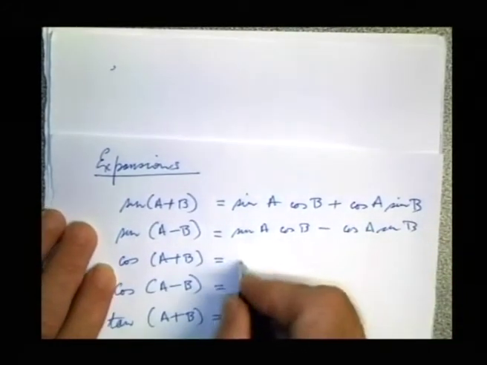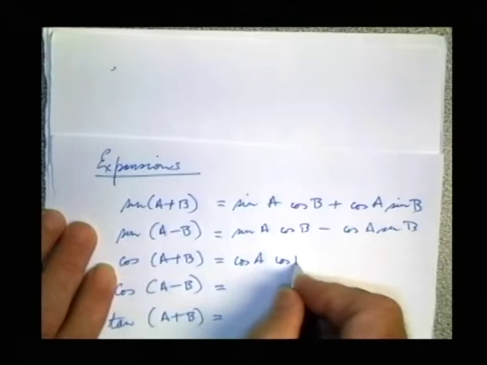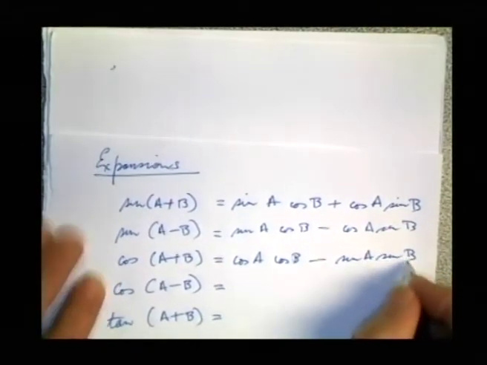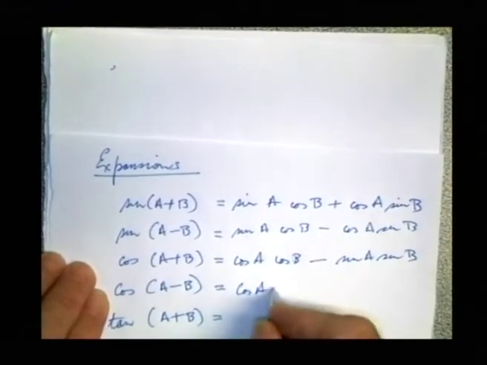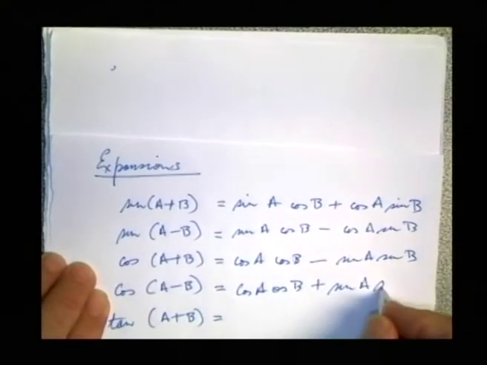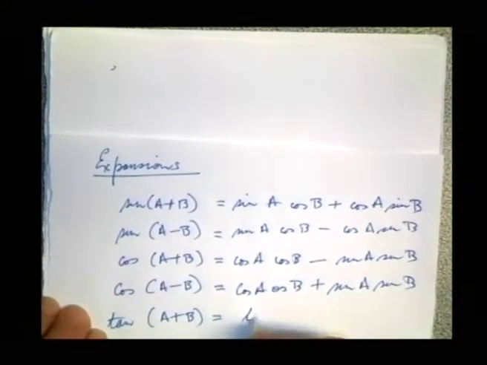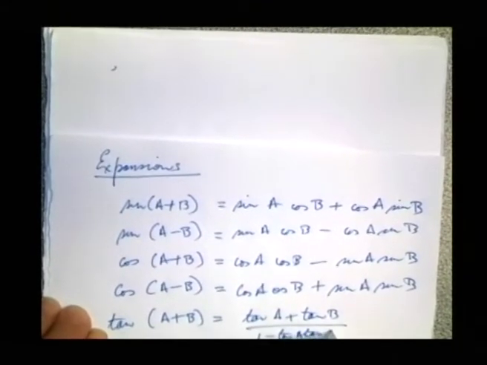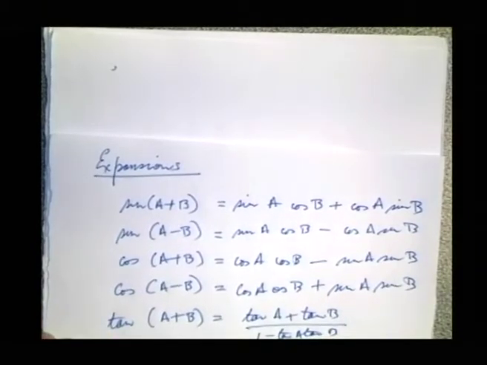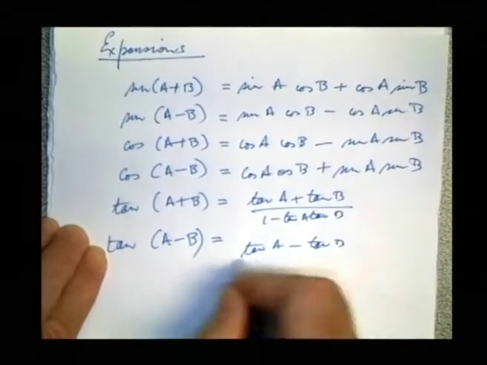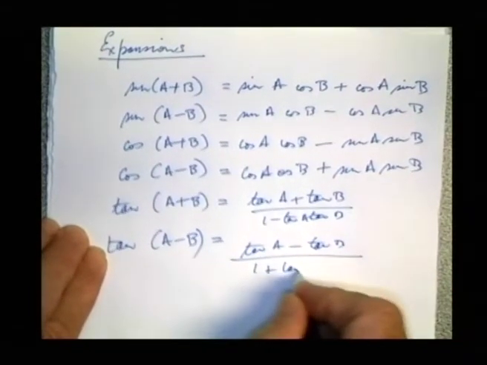Cos A plus B is cos A cos B minus sine A sine B. Cos A minus B is cos A cos B plus sine A sine B. Tan A plus B is tan A plus tan B over 1 minus tan A tan B. And lastly, tan A minus B is tan A minus tan B over 1 plus tan A tan B.